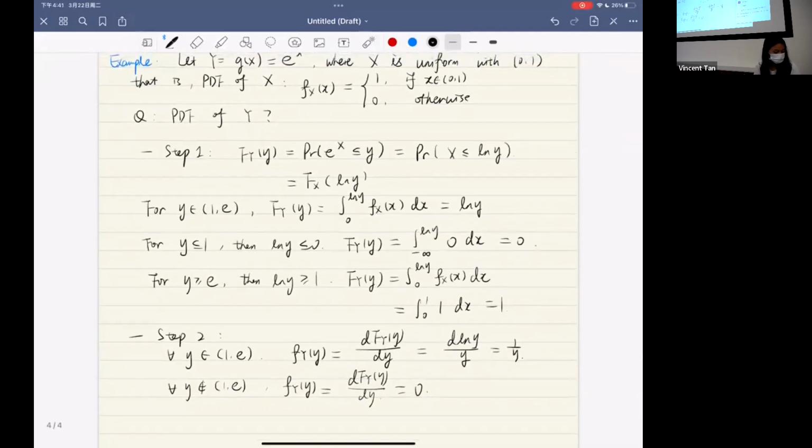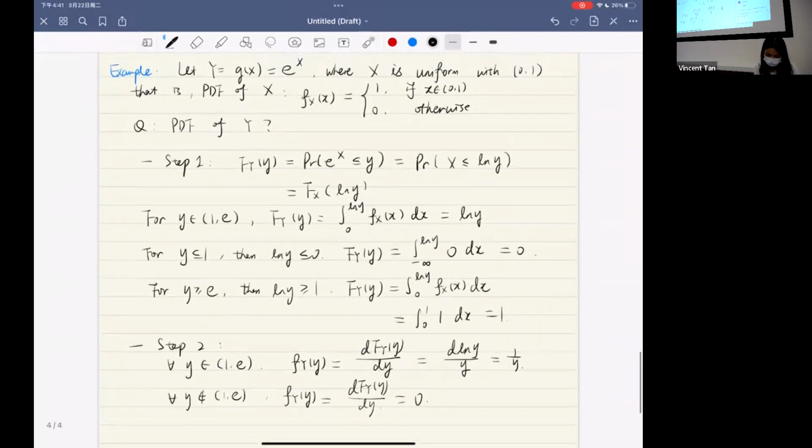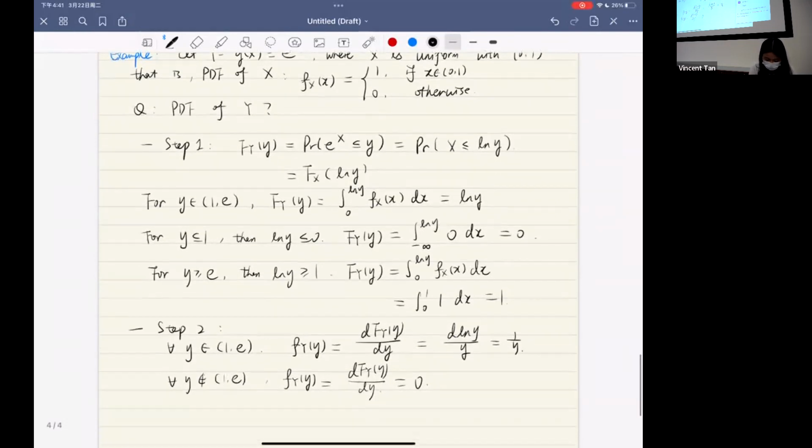These are similar steps, just the function is different. When we do the calculation, we should always be careful about the interval of the values of y and x.